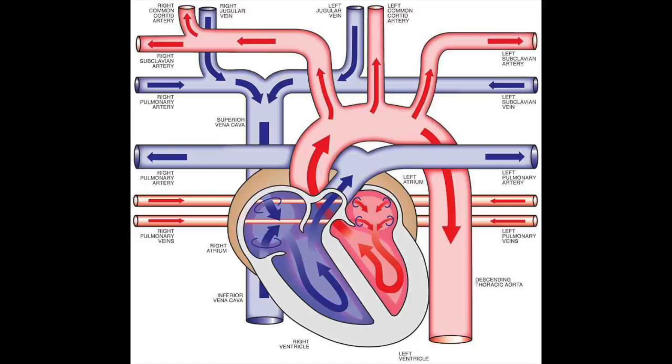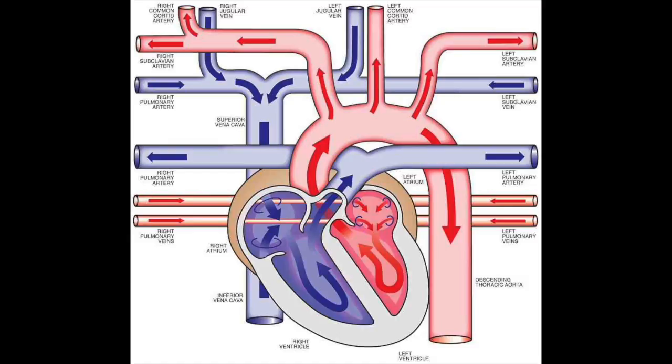We have the superior and inferior vena cava bringing blood towards the heart through your veins into your right atrium. Then we have your pulmonary veins, your left pulmonary veins and right pulmonary veins, bringing blood from your lungs back towards your heart. Okay? Pulmonary means lungs, so whenever you hear pulmonary, think lungs.